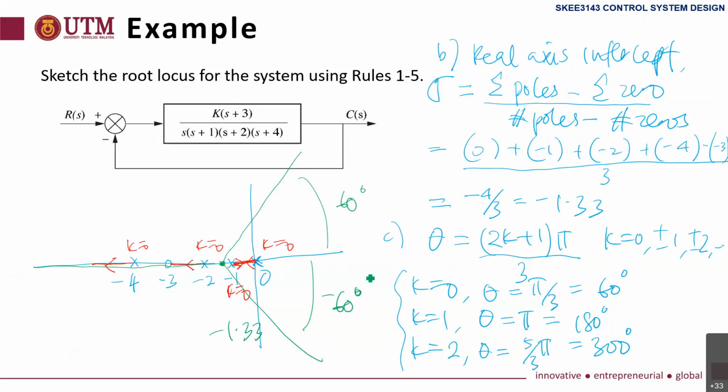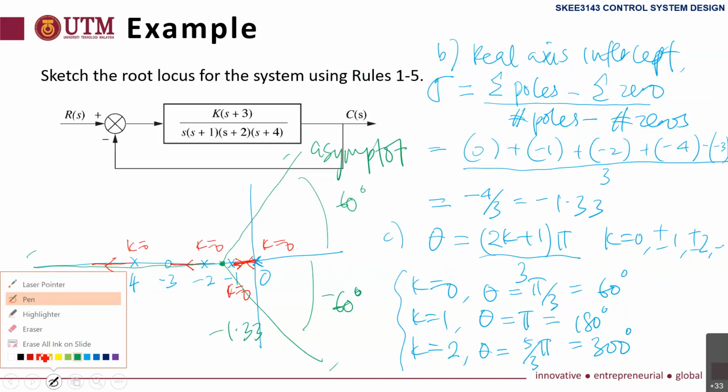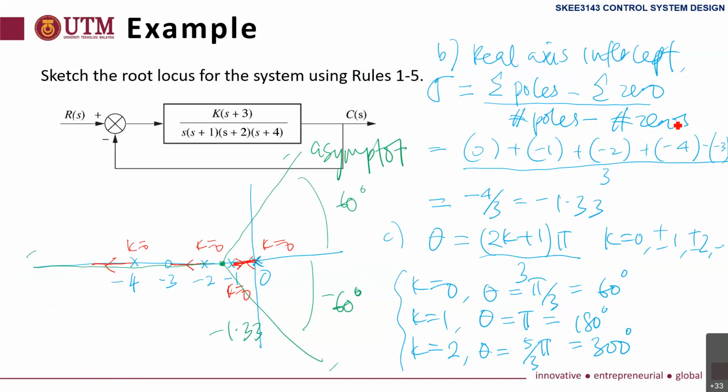We call these asymptotes. From the first equation, we have three asymptotes: asymptote number 1, number 2, number 3. Three asymptotes. What is the purpose of the asymptote? The asymptote helps us to locate the infinite zeros, the location of the infinite zeros.